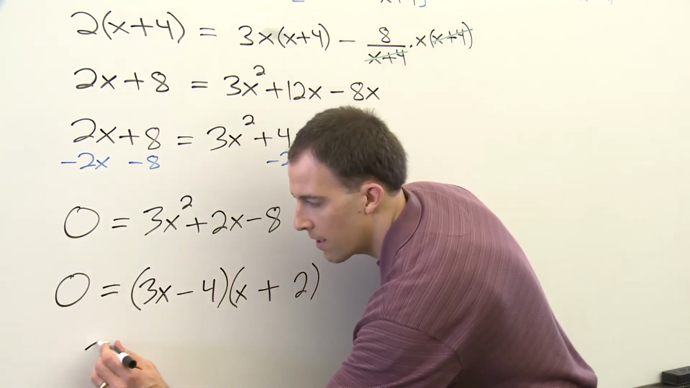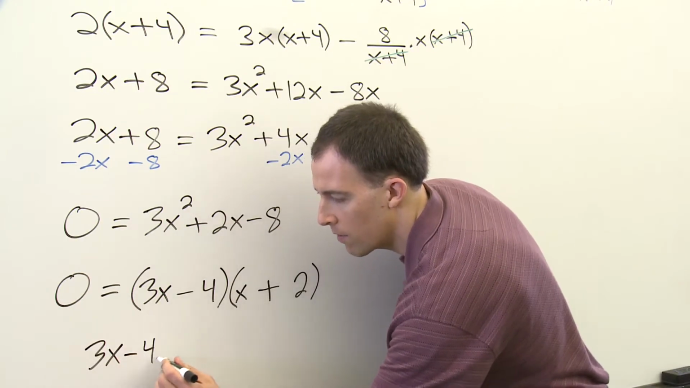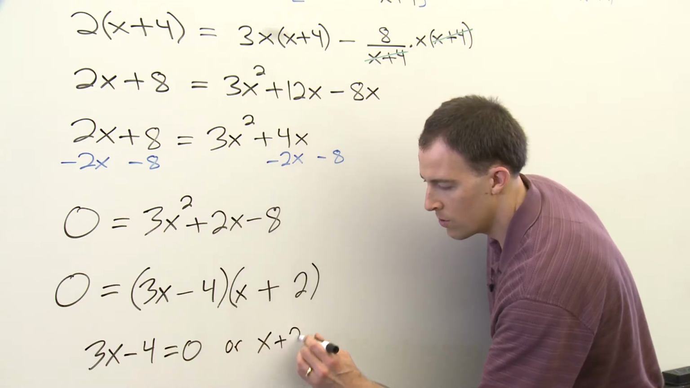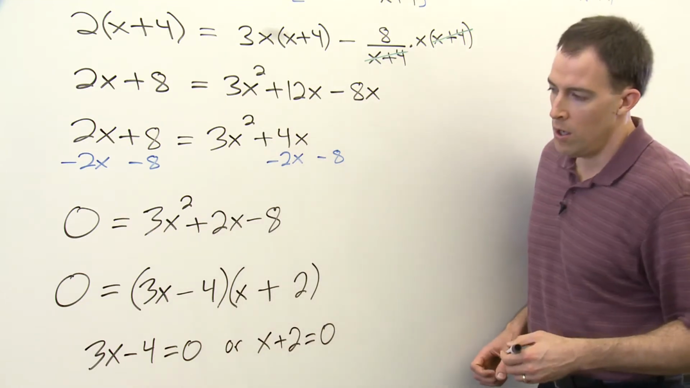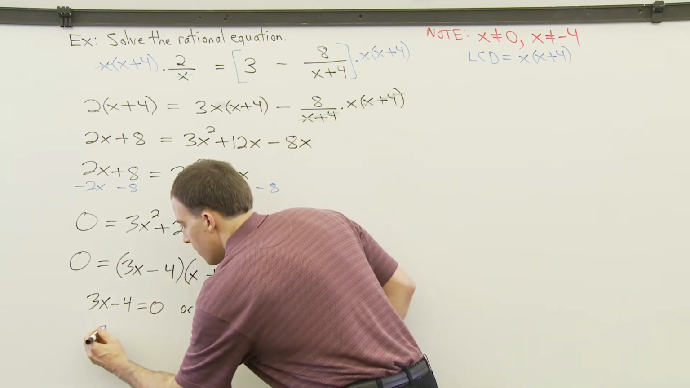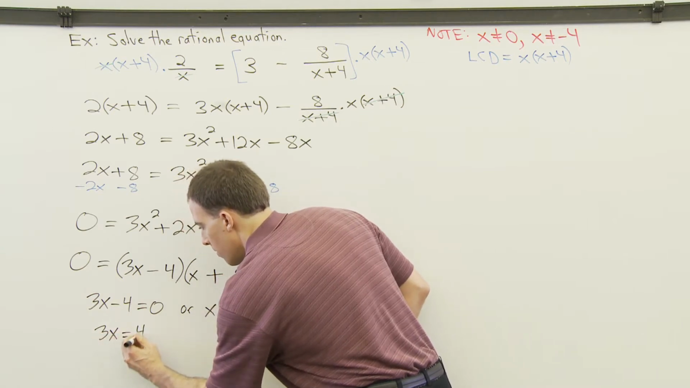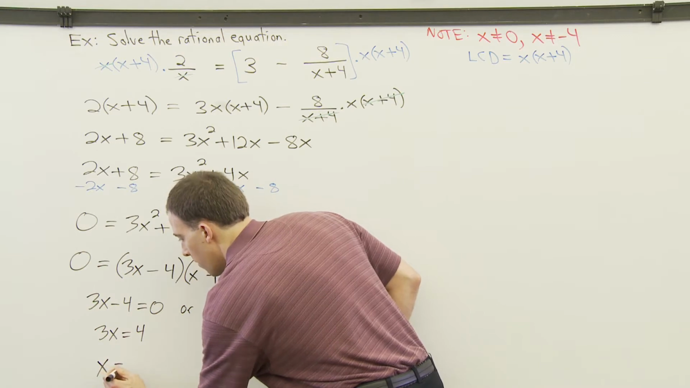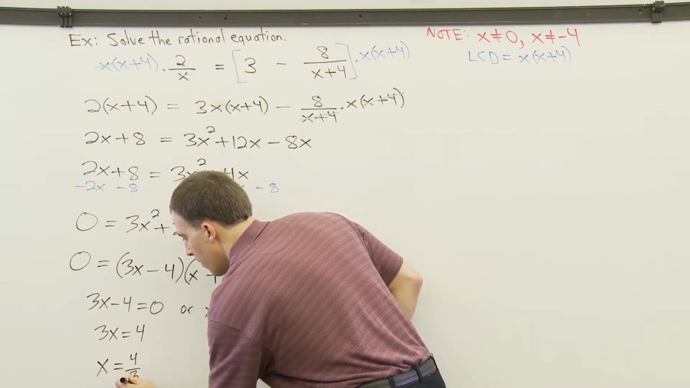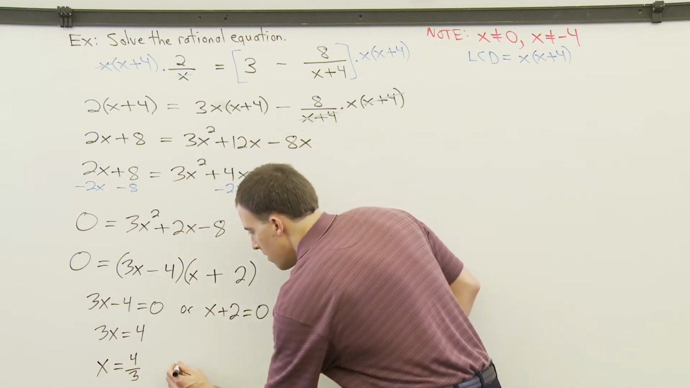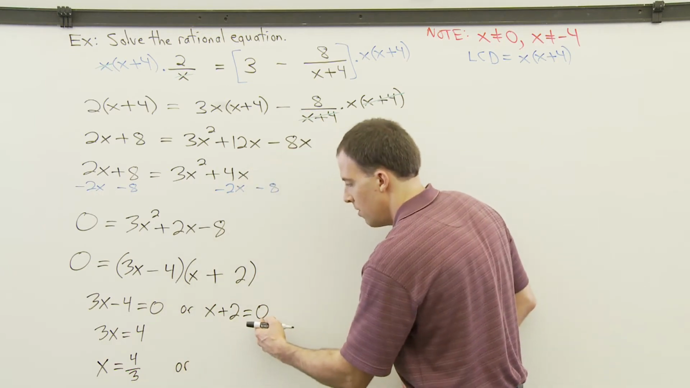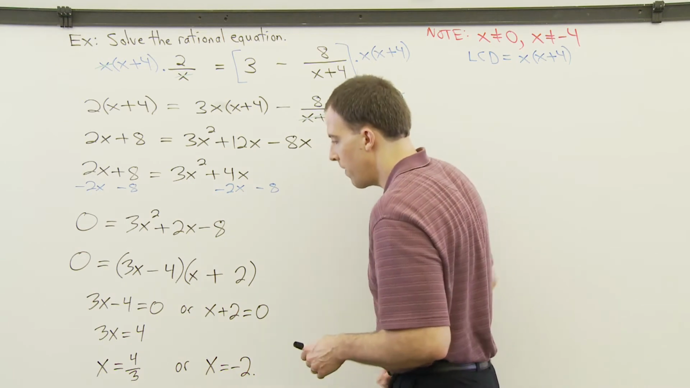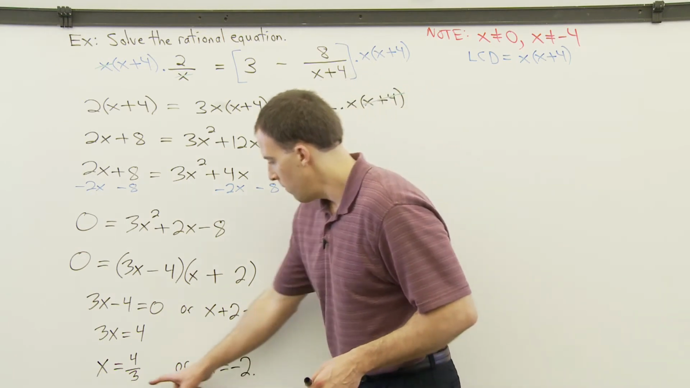Then we need to set each factor equal to 0 to finish solving for x. So it's 3x minus 4 equals 0, or x plus 2 equals 0. If we add 4 to both sides, this first equation here is 3x is equal to 4. And then if we divide both sides by 3, it's x equals 4/3, or 1 1/3 if you prefer. And then the other equation here, if we subtract 2 from both sides, it's giving us x equals -2. We've got two potential solutions, 4/3 or -2.